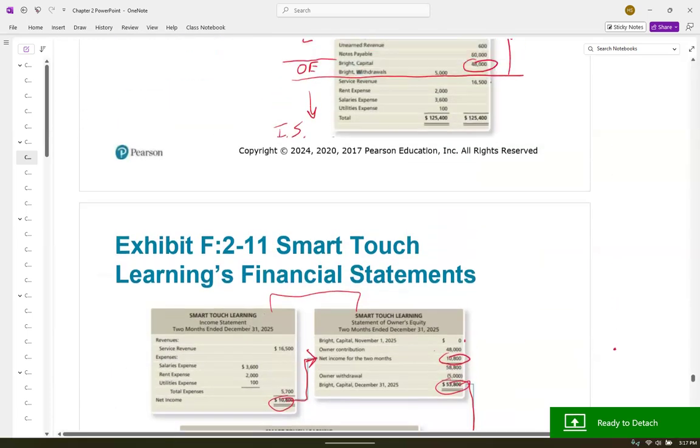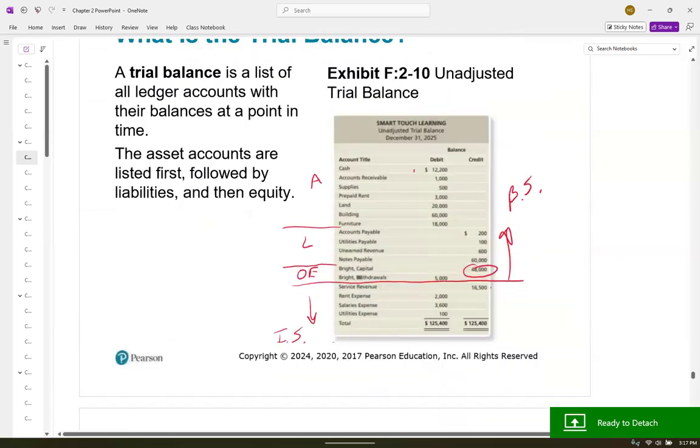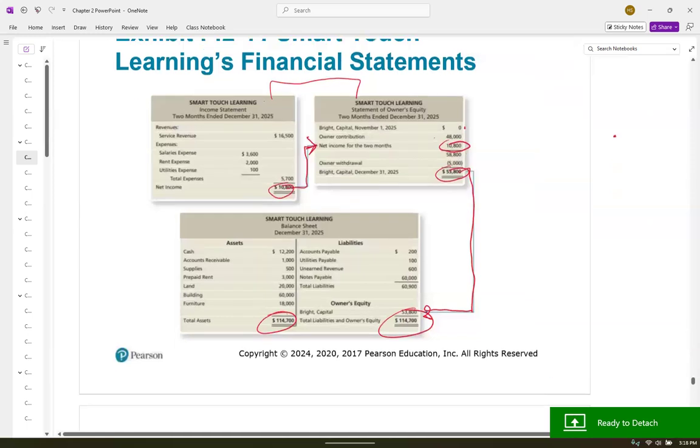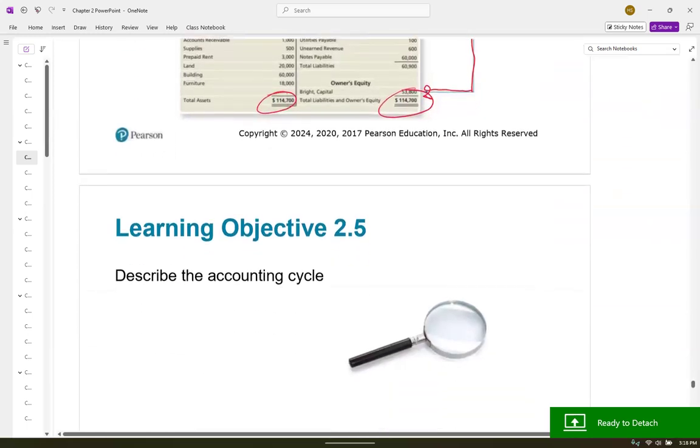Okay. The trial balance has to balance right here. Even if it's balanced, you still could have debited or credited the wrong account. These two accounts being the same, all that means is your debits equal your credits. It does not tell you that you got everything right. It's a good start, but it could be wrong.